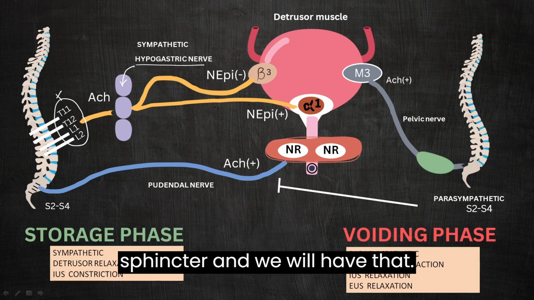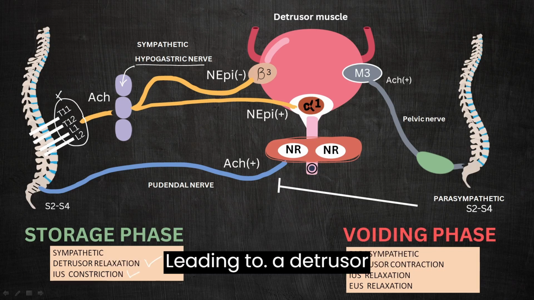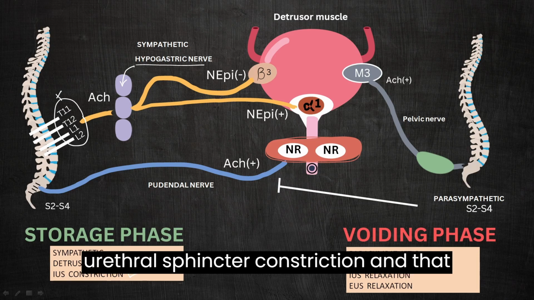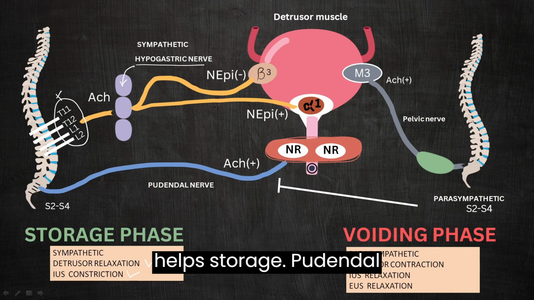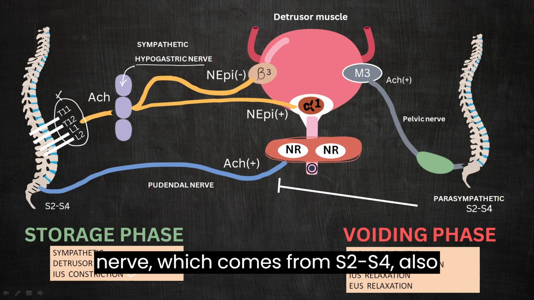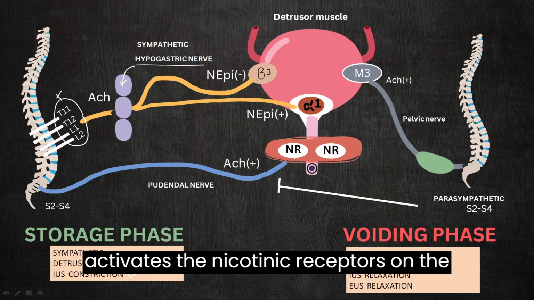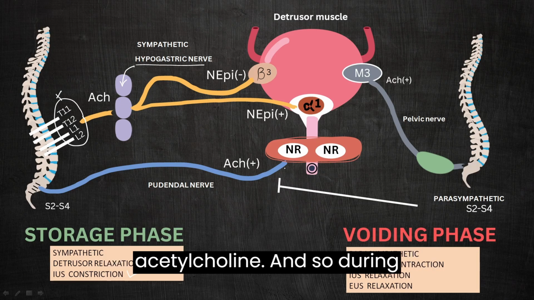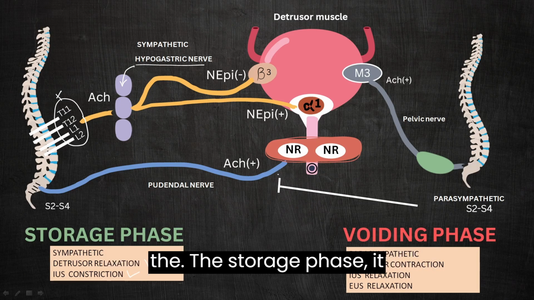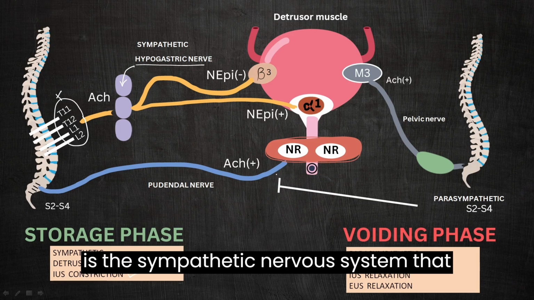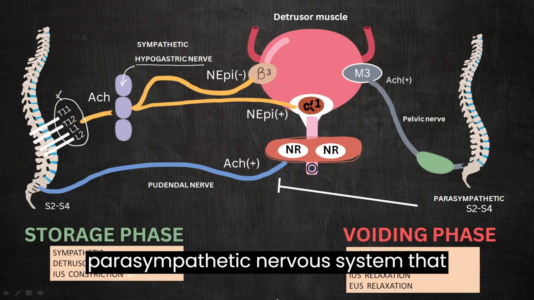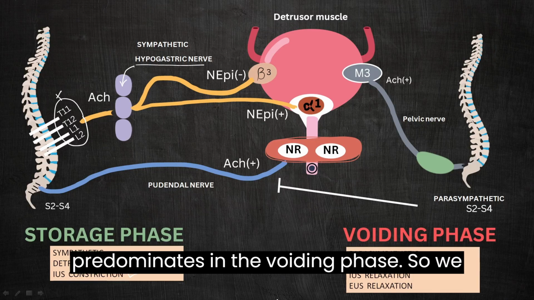And we will have that leading to a detrusor relaxation as well as an internal urethral sphincter constriction, and that helps storage. The pudendal nerve, which comes from S2 to S4, also activates the nicotinic receptors on the external urethral sphincter through acetylcholine. And so during the storage phase, it is the sympathetic nervous system that predominates. On the other hand, it is the parasympathetic nervous system that predominates in the voiding phase.